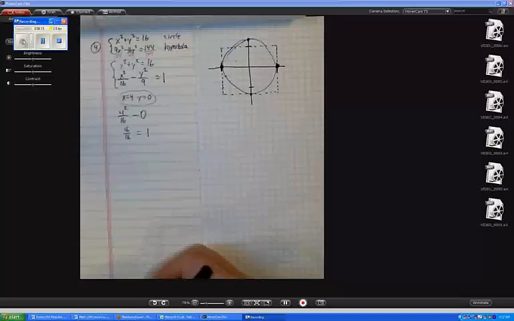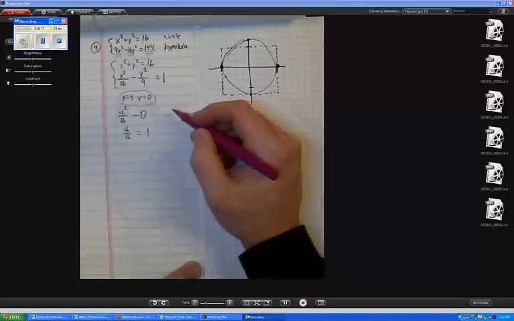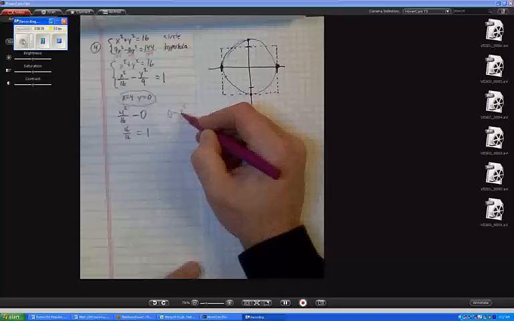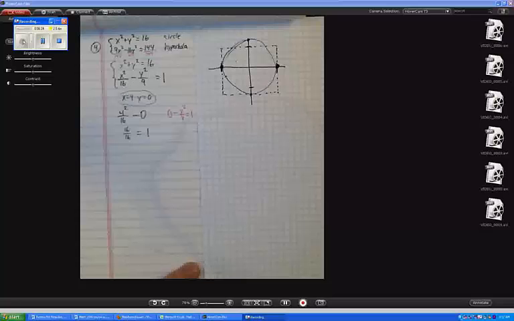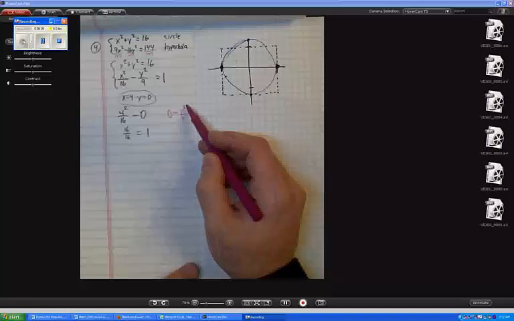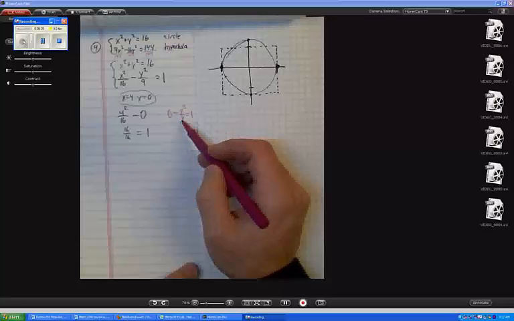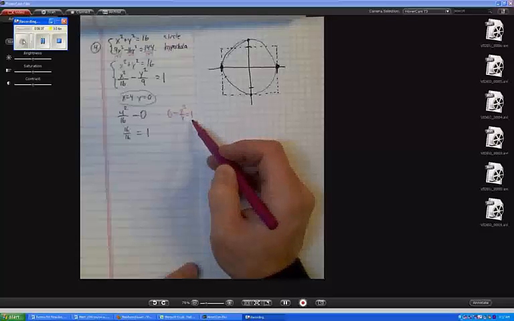Now I'll tell you what some people might try. You might say, hey, let's let x equal 0. 0 minus y squared over 9 equals 1. But do you see that this is not going to work? How come? Well, because y squared has to be positive, right? And we're going to get negative something equals positive 1. That's not going to work. Do you guys see that?